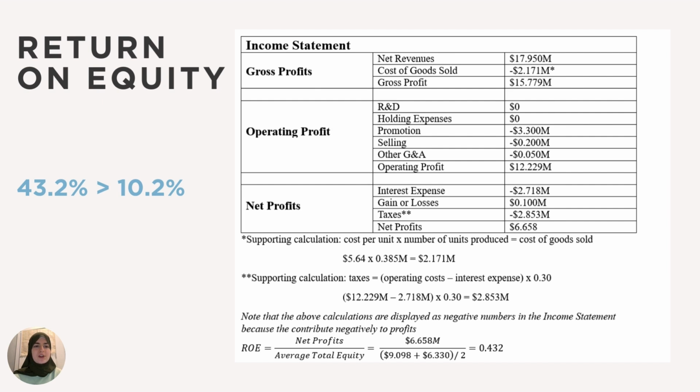Finally, for return on equity, I used the formula net profits over average total equity, using the figures from the income statement as well as from the balance sheets for year two and year three, to find that our return on equity should be 43.2%, which again exceeds our target of 10.2%.